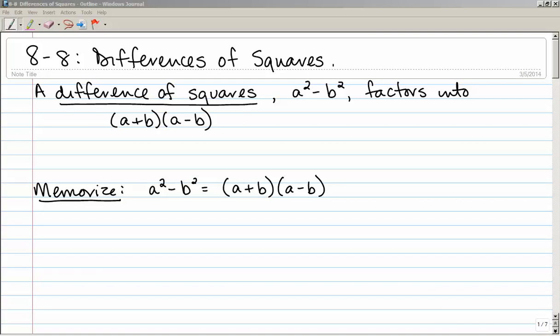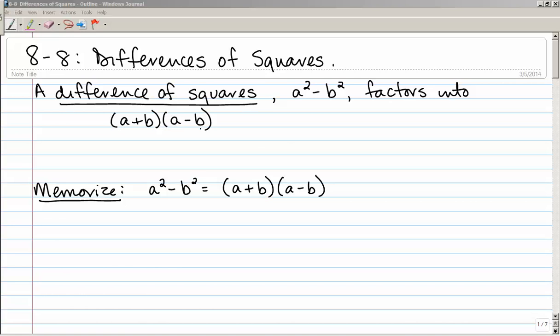Today's lesson is on differences of squares. A difference of squares looks like a squared minus b squared. So you have one number that is squared, and subtracted from it is another number or another term that is squared. And that factors into a plus b, a minus b.